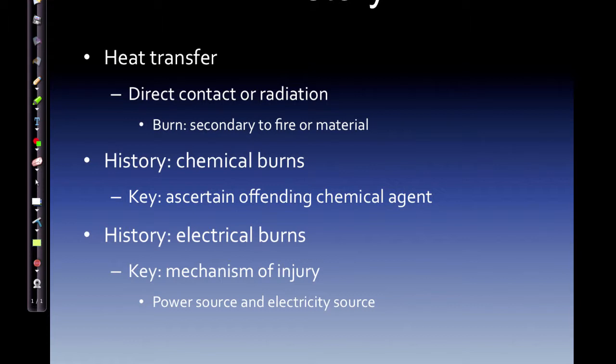History for a patient with electrical burns: the mechanism of injury, the power source and electrical source, the current's pathway, and the contact duration. So this may require you to play detective on scene and figure out whether it was AC or DC, and then where the point of entry was and the point of exit was, because it will try to find a ground.